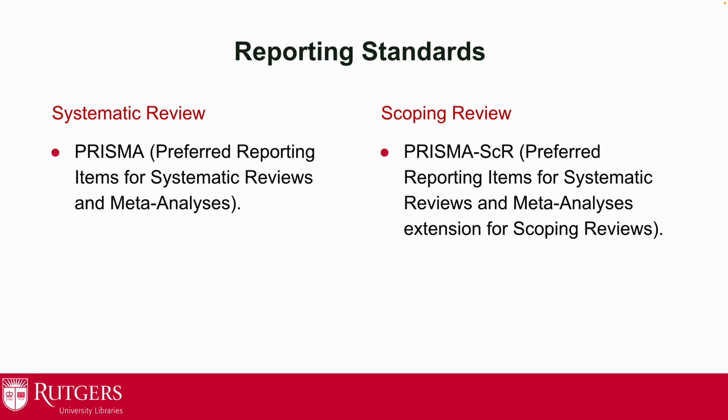There are reporting standards for both systematic and scoping reviews that need to be followed in order to have that methodological rigor. These are created by PRISMA, the Preferred Reporting Items for Systematic Reviews and Meta-Analyses. Systematic reviews follow the regular PRISMA, whereas scoping reviews follow PRISMA-ScR, which is the extension for scoping reviews. These are sort of like a checklist that you can tick off to make sure that your review has followed the standards set for proper evidence synthesis.